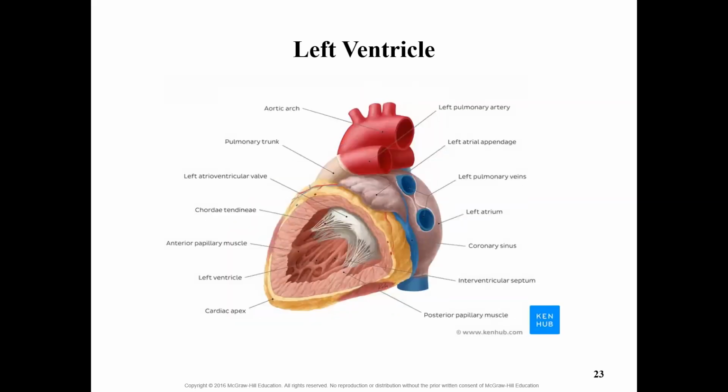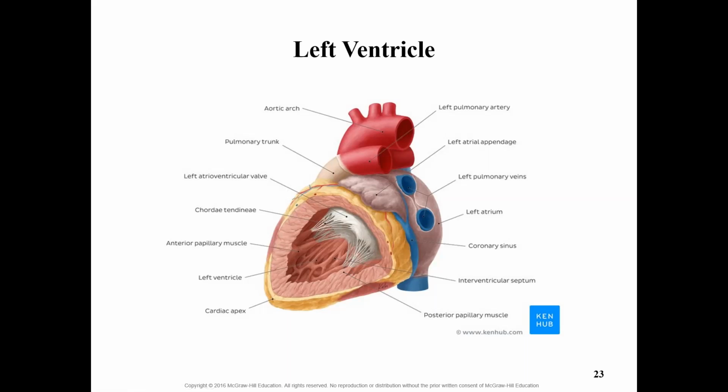And the last chamber is the left ventricle. In the left ventricle, we have the same features as the right ventricle. You can see muscle ridges, which we call trabeculae carneae. You can see the apex of the heart in the left ventricle. You can see 2 papillary muscles. Pay attention, 2 papillary muscles. And the papillary muscles are attached to the mitral valve by the chordae tendineae.